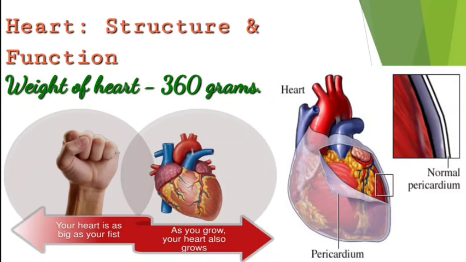And why is it present? The pericardial fluid is present as it protects the heart from friction and mechanical shock. Due to the pumping of the blood, there are mechanical shocks. So to prevent this, there is pericardial fluid which protects the heart.